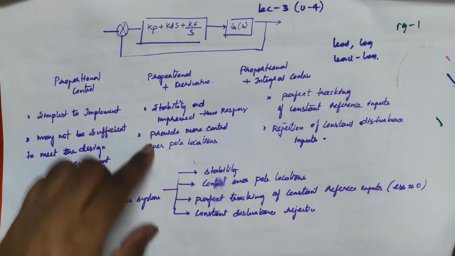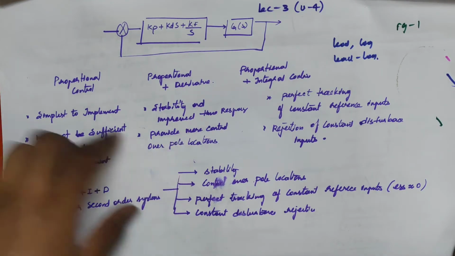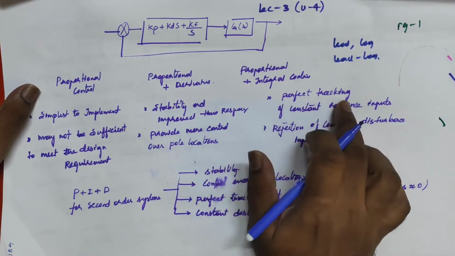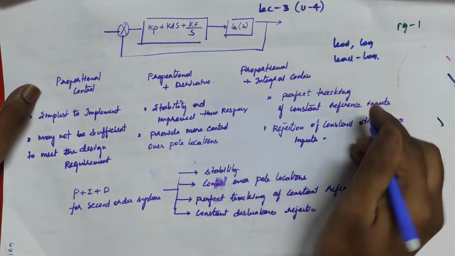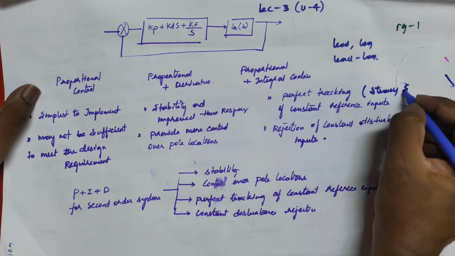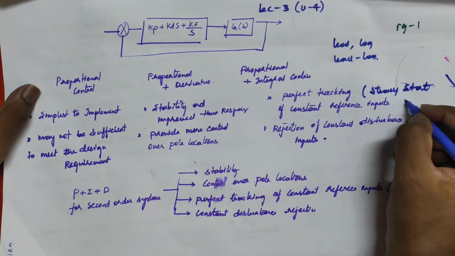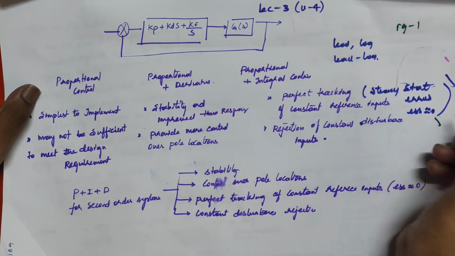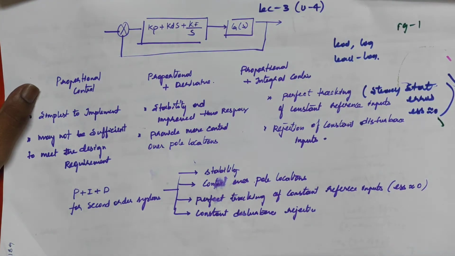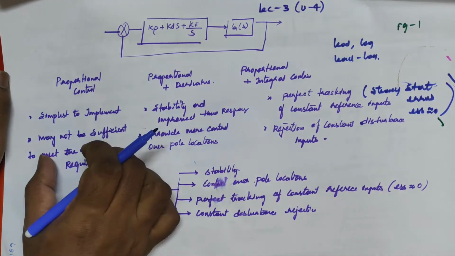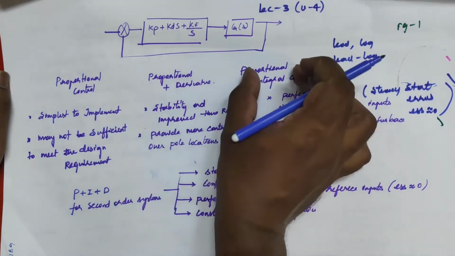It provides control over the pole locations. Just you have to look at this. Now coming to the PI controller. The PI controller gives perfect tracking of constant reference inputs. That means the steady state error is improved, approaching 0. That is called perfect tracking, and this also gives rejection of constant disturbance inputs. So these are the advantages of the P controller, PD controller and PI controller.